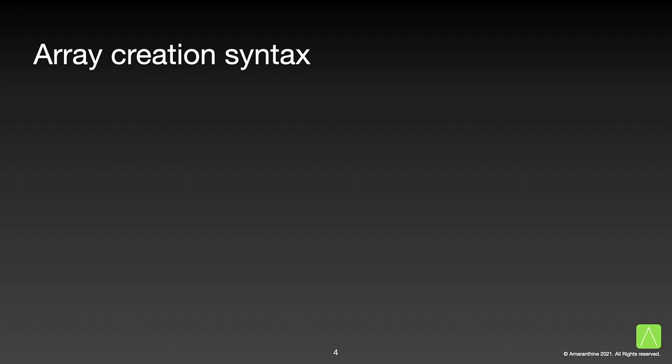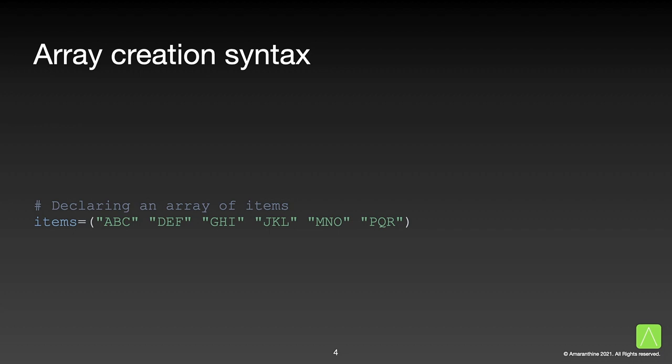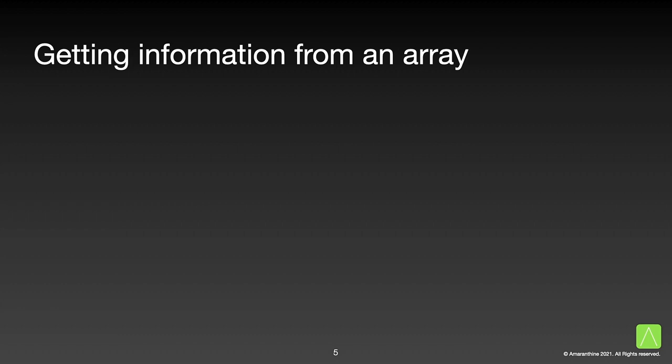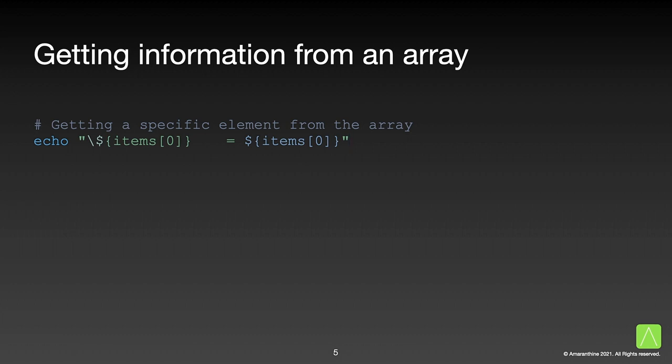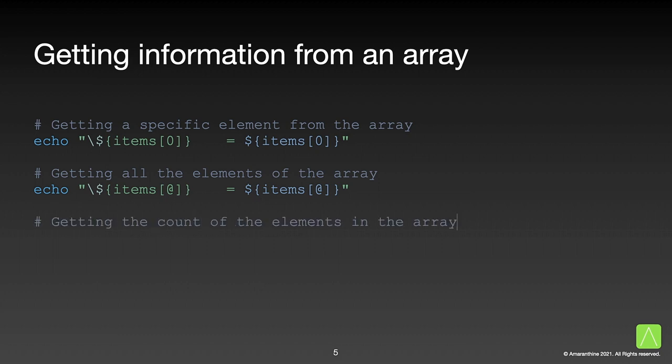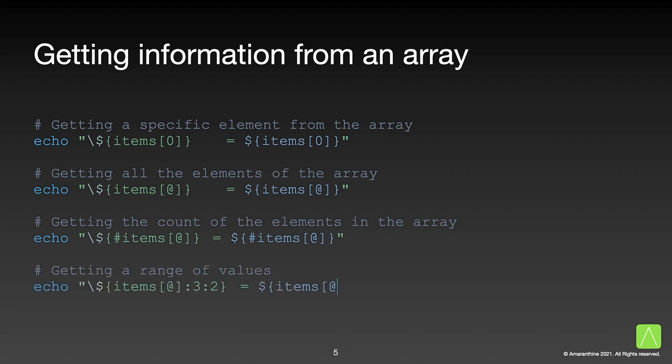Declaring an array is easy. It's just a variable name followed by the equals operator, followed by all the values listed one after the other within round brackets. To get information out of an array, we use the dollar curly brackets with the array variable inside. For example, dollar curly brackets name of the array, in this case items, followed by square brackets and the index position, closing brackets and closing curly brackets will give us the value within the array at that index.